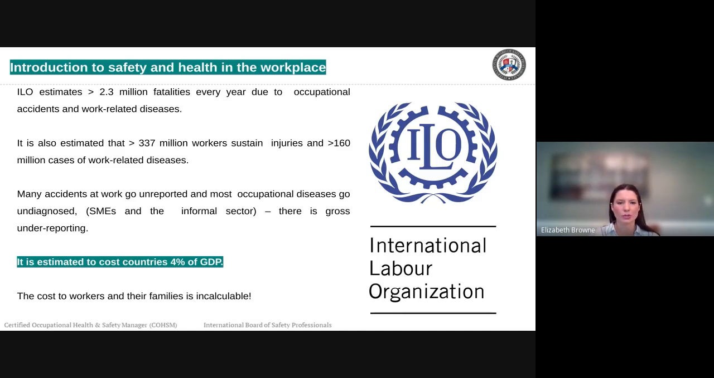So this is truly why I do what I do, to increase awareness about worker safety and health, and the importance of having these systems in place, like the Occupational Health and Safety program that you could develop through ISO 45001.